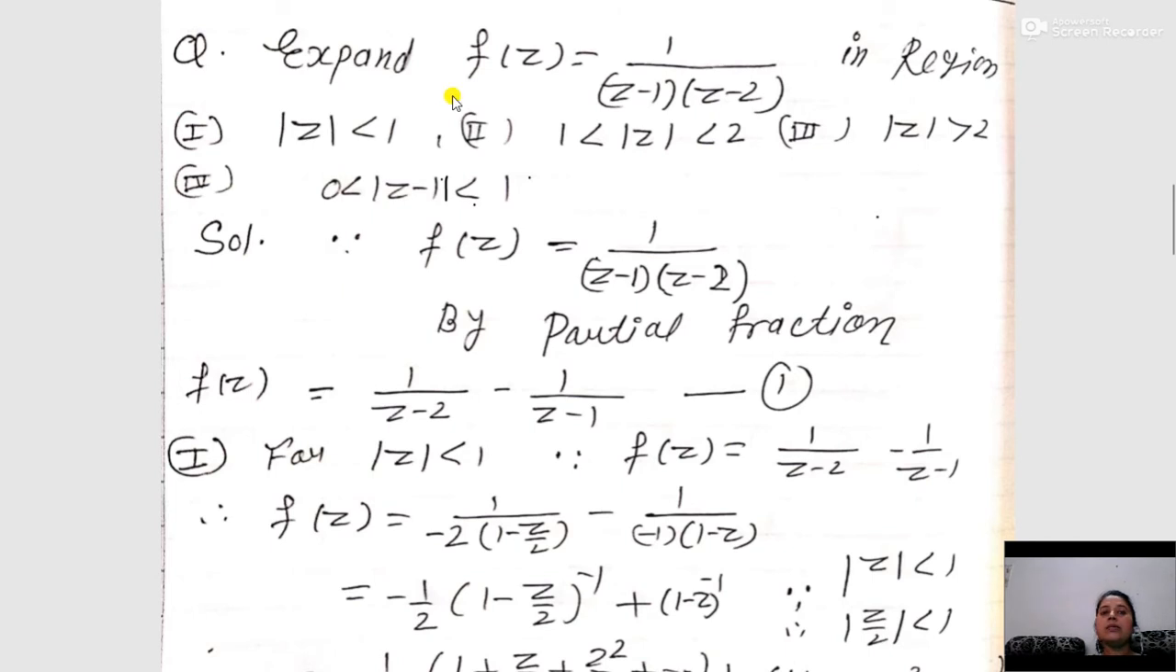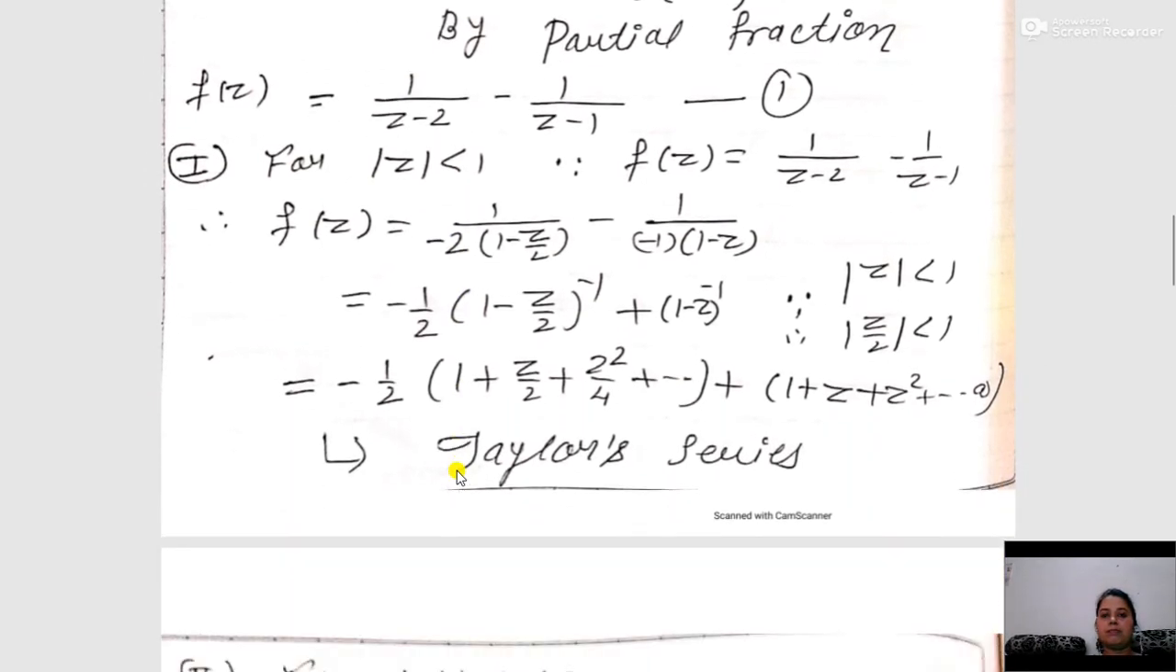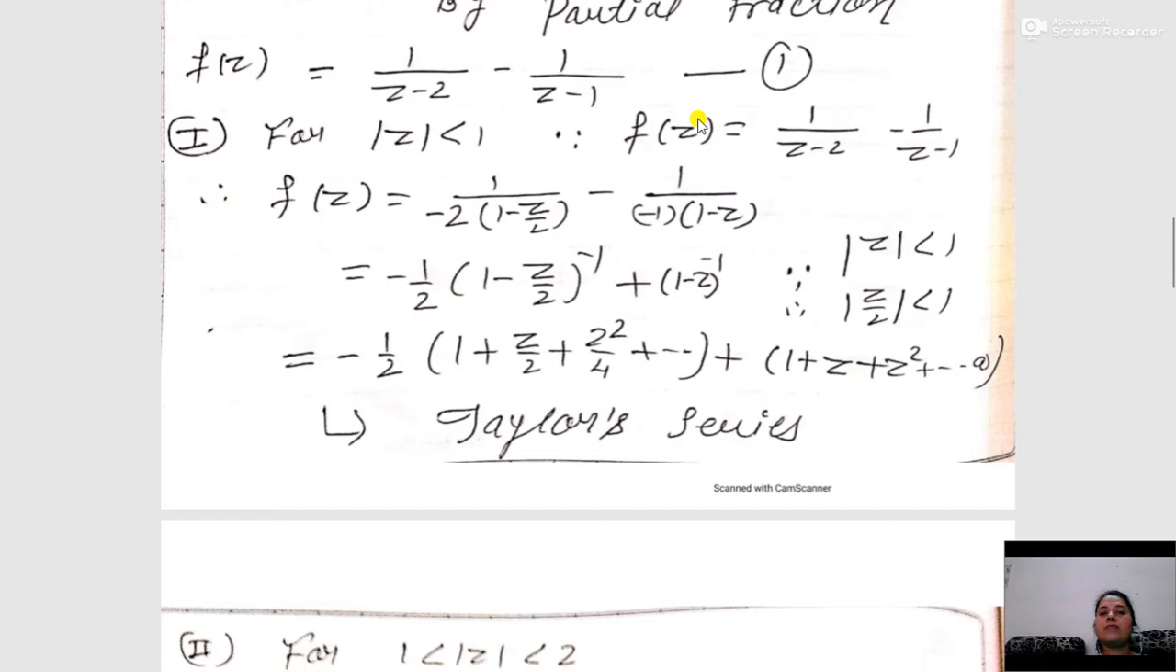So since f(z) is 1/((z - 1)(z - 2)), then by using partial fractions, it can be written as 1/(z - 2) - 1/(z - 1), and you take it as equation number 1. Now, our first region, the region |z| less than 1. Since our f(z) is equal to 1/(z - 2) - 1/(z - 1), and we have to use the binomial theorem, the condition is that |z| should be less than 1 to expand (1 - z)^-1 or (1 + z)^-1.